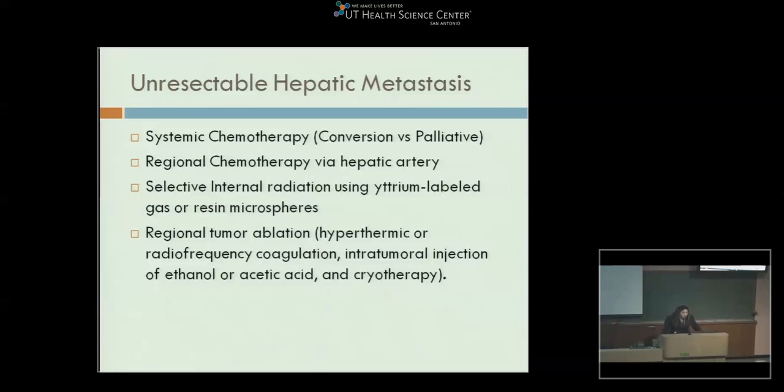There are other options which include regional chemotherapy via hepatic artery. There's also selective internal radiation using yttrium-labeled glass or resin microspheres. And there's regional tumor ablation, like I had mentioned earlier, which you can do either with hyperthermic or radiofrequency coagulation. You can also do intratumoral injection of ethanol, acetic acid, or cryotherapy. The most common one that you utilize right now is radiofrequency coagulation.